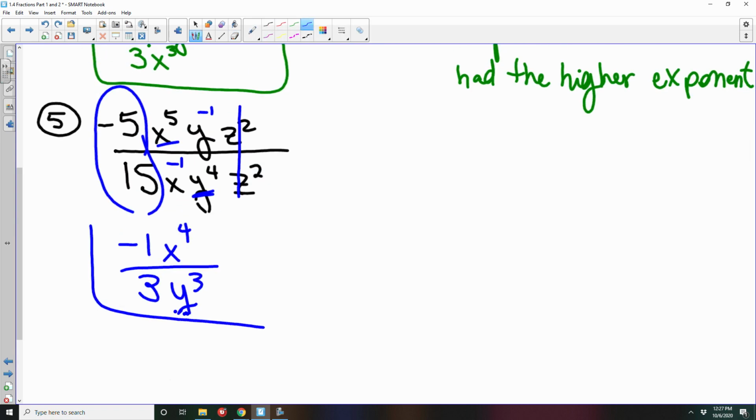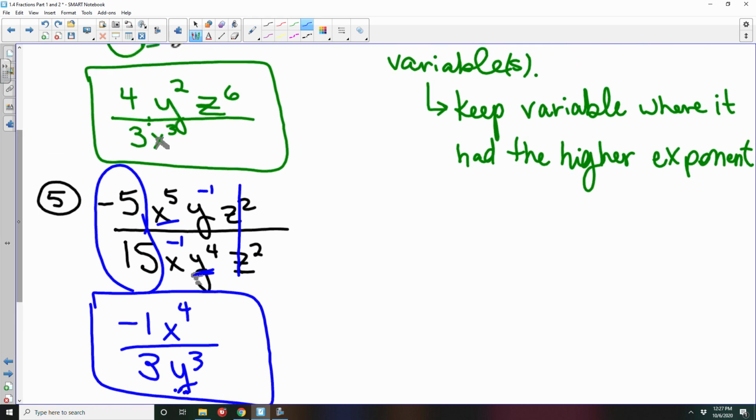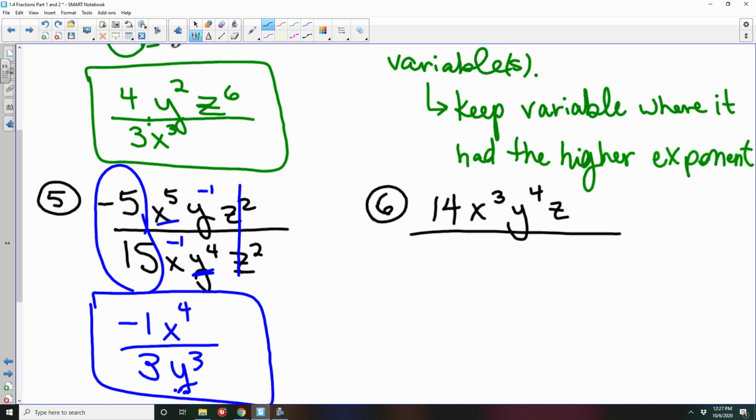And I'm going to give you one to try all on your own. So I'll put it right beside this one. That way, once again, we can still see some of our rules. So, example 6. We have 14 x cubed y to the 4th z all over 49 x to the 5th y z to the 3rd. There we go. Let's real quick check this one.